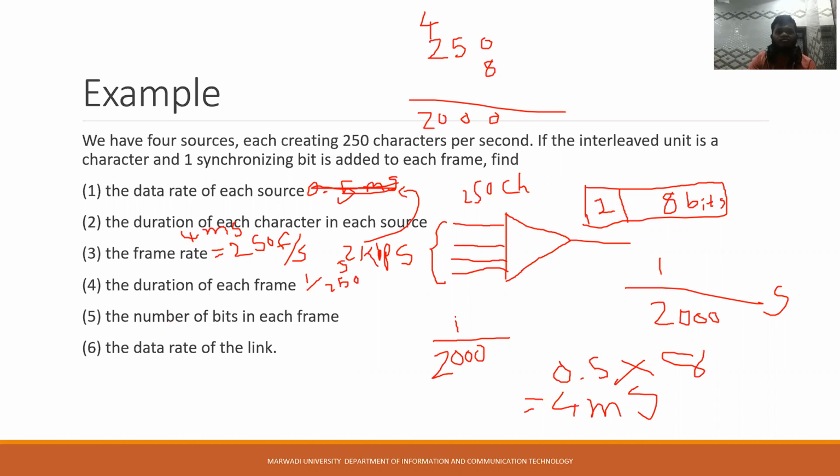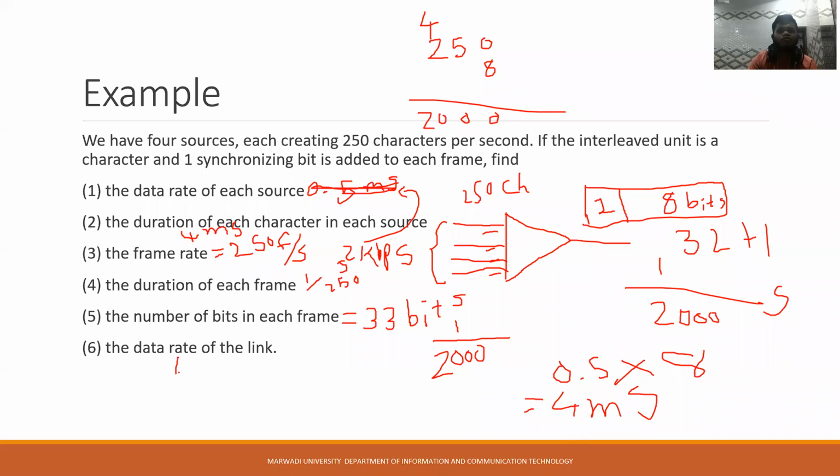Number of bits in each frame. Here, one character is interleaved from each source, so we won't have 8 bits plus 1, 9 bits. We won't have something like that, but 8 bits into 4, because we are having 4 connections. So 4 into 8, that would be 32, plus 1 synchronization bit. So that would be 33. So each frame would contain 33 bits.